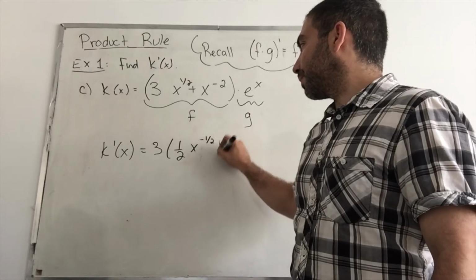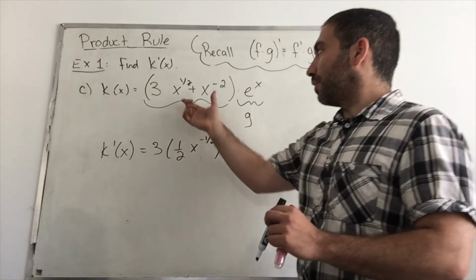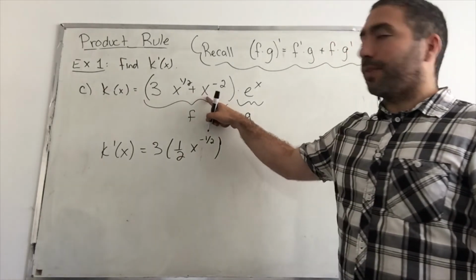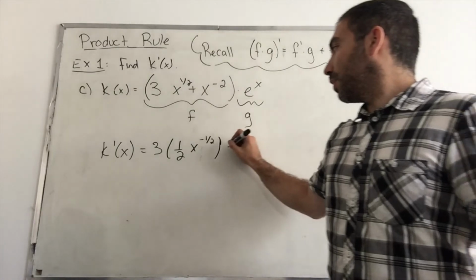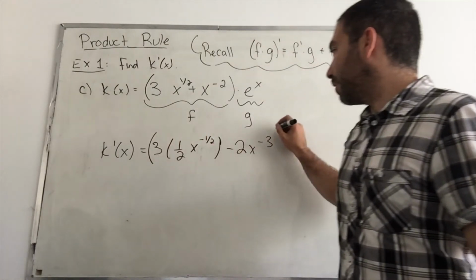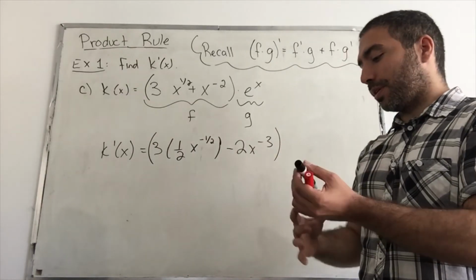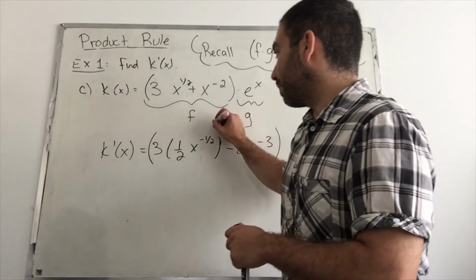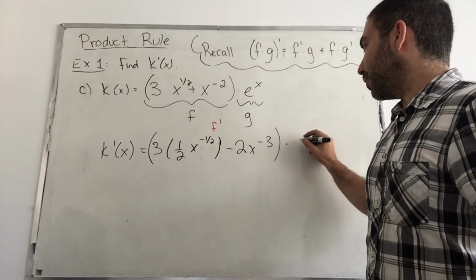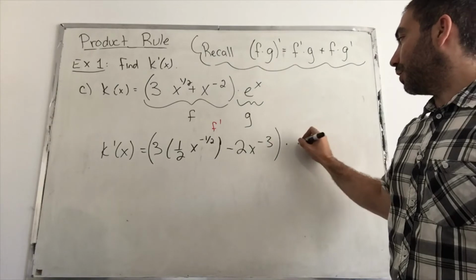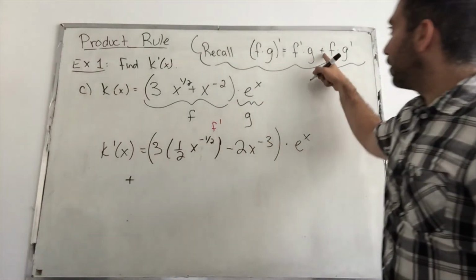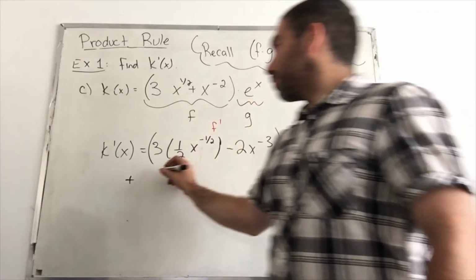Okay. That was the first term. And then over here, when you take the derivative of x to the -2, you get minus 2x to the -3. All this here, I'm going to write it in red, is just the f prime. Okay. Now we're going to multiply it by g, which in this case is just e to the x. I'm running out of room, so I'm just going to continue down here, plus, because we have a plus sign. F we leave, so I'm just going to leave what's in brackets.